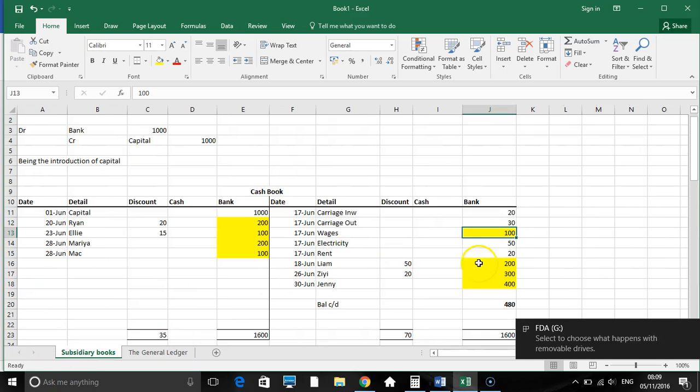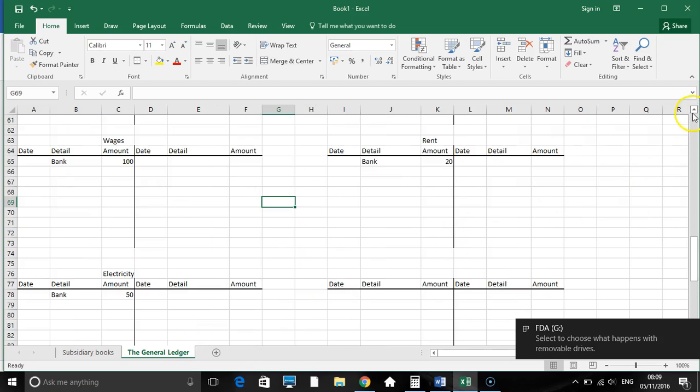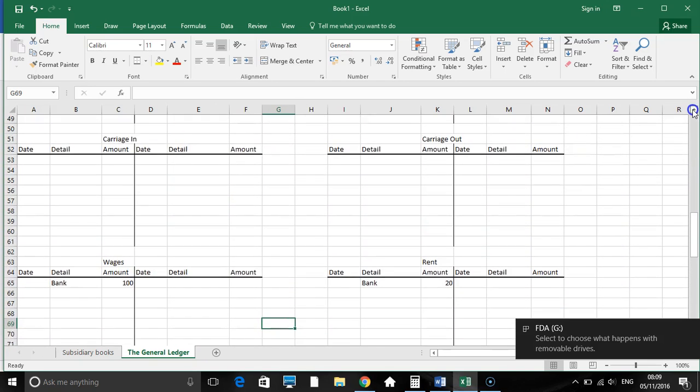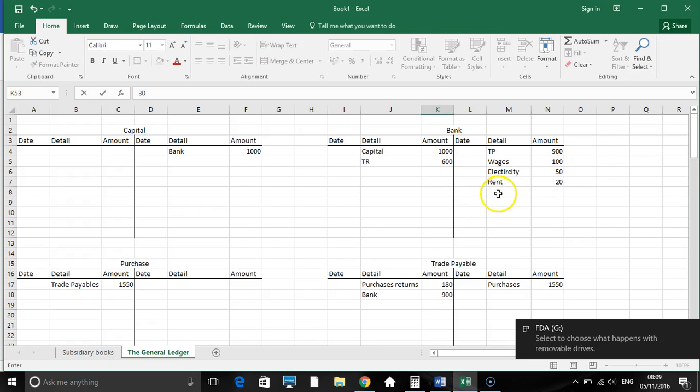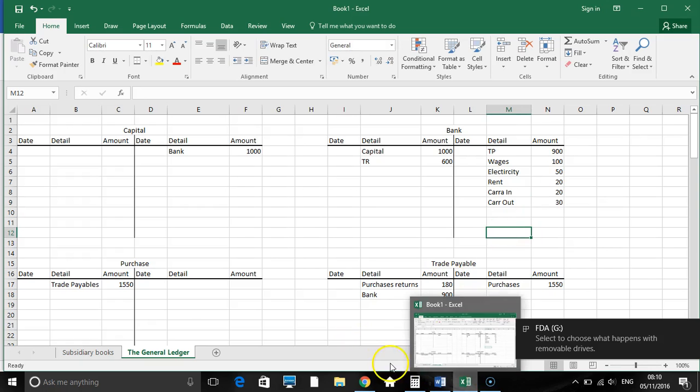So far we have dealt with all of these. Oh yes, let's deal with carriage. Carriage inwards and outwards, 20 and 30. Let's deal with that. Carriage inwards, 20. These are all expenses. Outwards, 30. Let's go to bank. Are they in bank? Let's make sure they're in bank. No, here we are. Carriage in. Carriage out. 20 and 30. Very good. And those are the key ones.